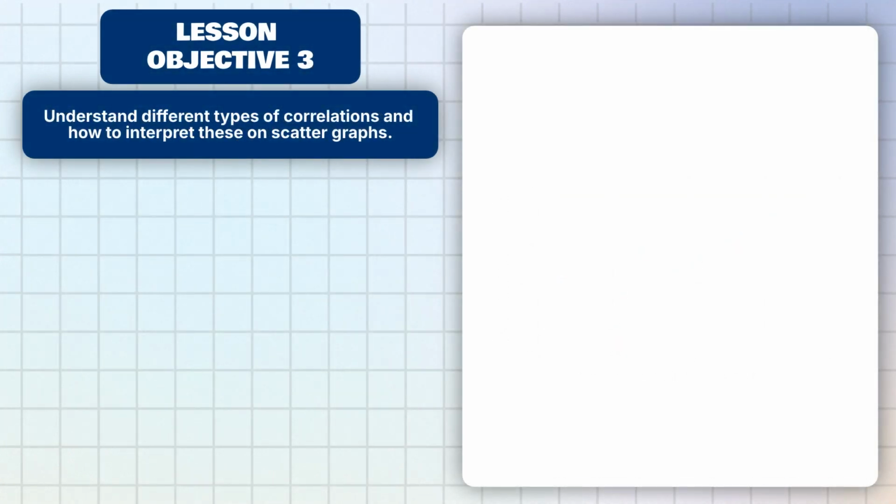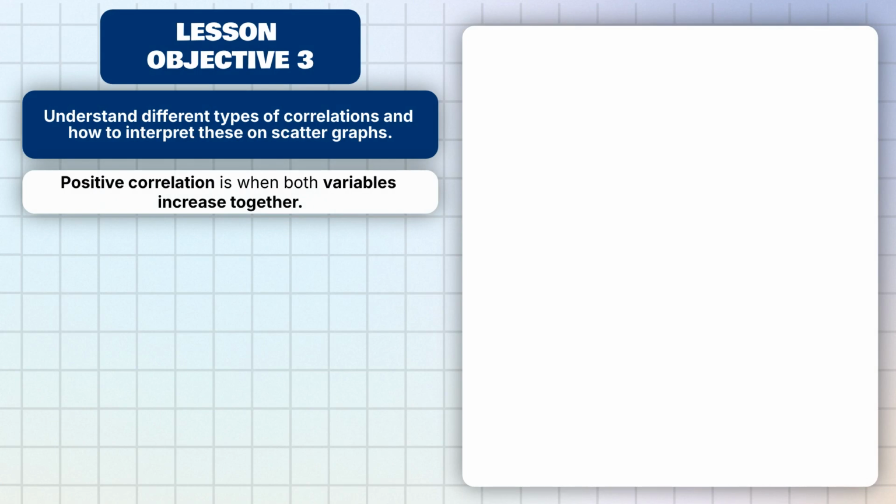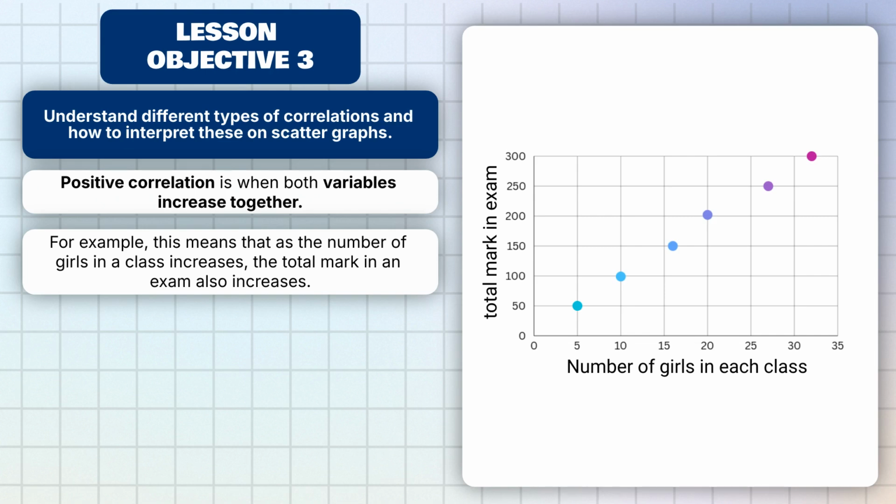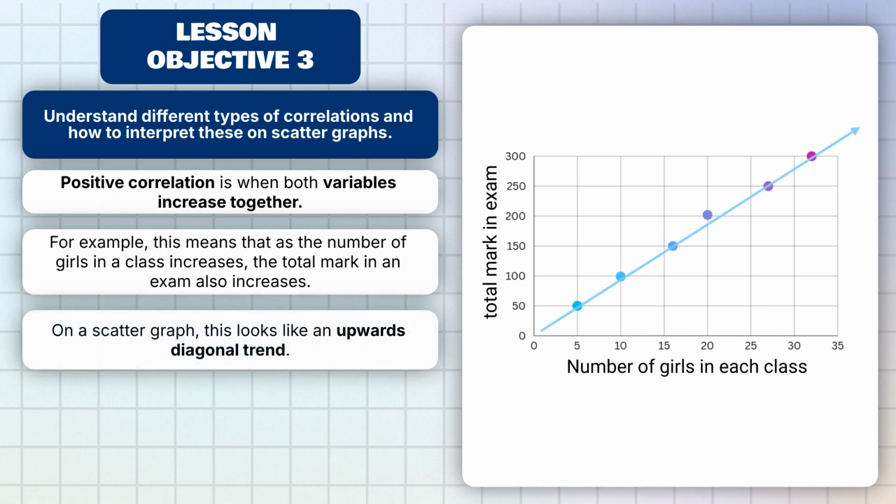Now let's talk about different types of correlation. Positive correlation is when both variables increase together. For example, this means that as the number of women in a class increases, the total mark in an exam also increases. On a scatter graph, this looks like an upwards diagonal trend.